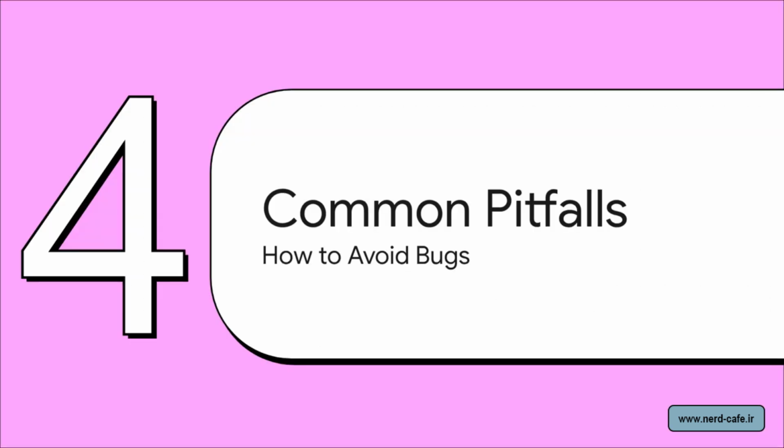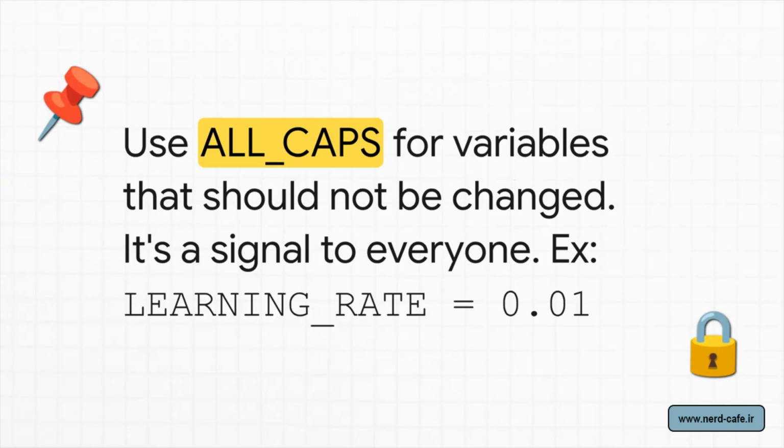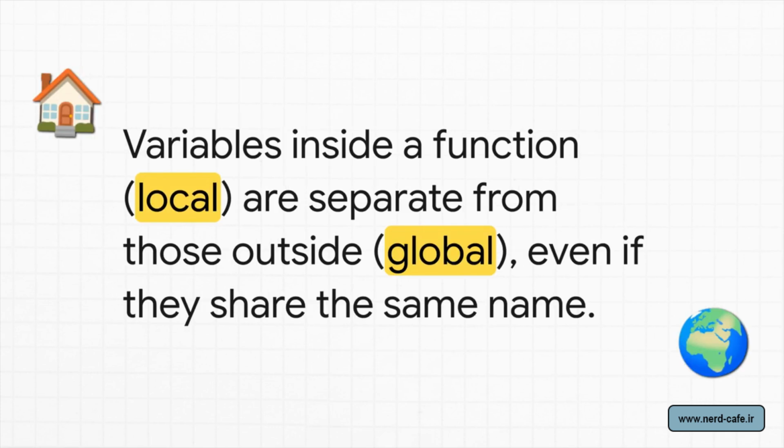So knowing the rules is great, but honestly, knowing how to avoid the common mistakes is what's going to save you hours of frustrating debugging later on. Okay, first pro tip. If you have a value that should never ever change while your program is running, like a fixed learning rate, write its name in all capital letters. This is like a universal signal to other programmers and, honestly, to your future self to just leave this value alone. Next up is a concept that trips up so many developers: scope.